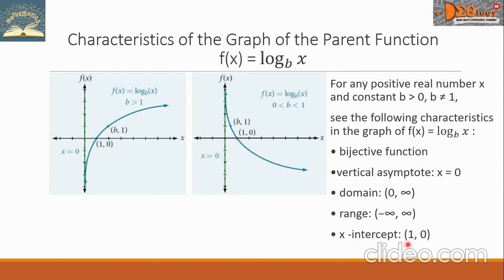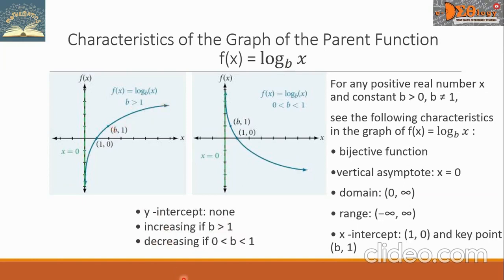The x-intercept is (1, 0). And there is a key point, that is (b, 1). Remember that this b is the base of the logarithm. The y-intercept is none. We say that the graph is increasing if b is greater than 1, and this is the graph, while decreasing if b is between 0 and 1. This is the graph.